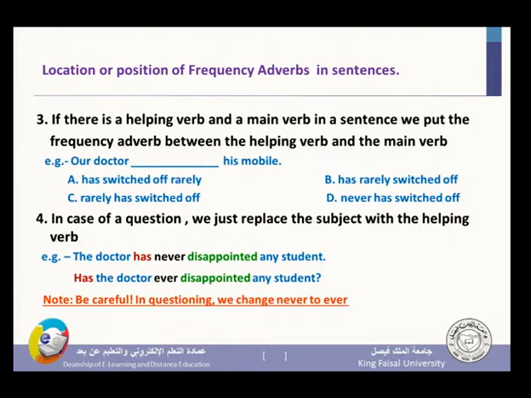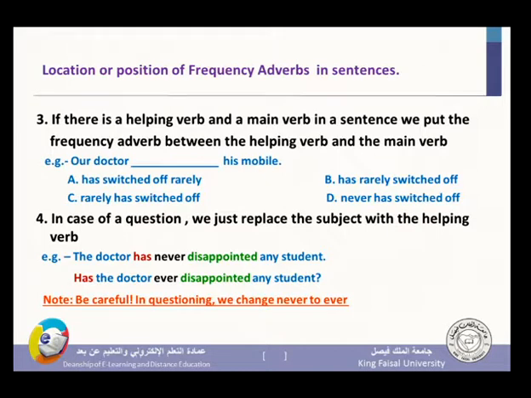So the rule states that if there is a helping verb and a main verb in a sentence, we put the frequency adverb between the helping verb and the main verb. Sometimes we might have a sentence that has a main verb and at the same time a helping verb. The adverb is to be located between the two. Let me give you an example.